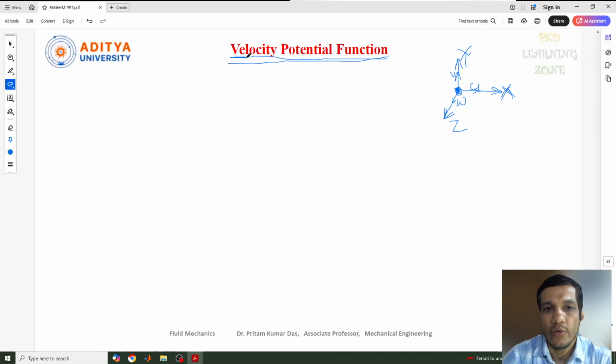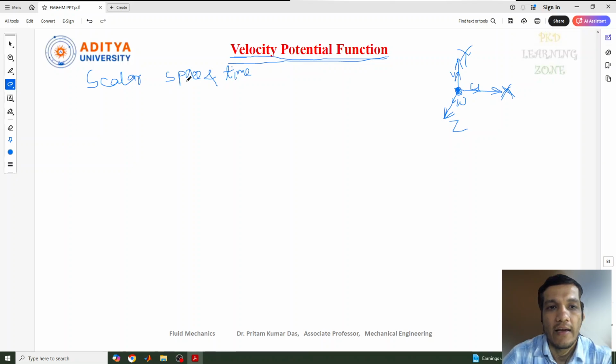We know what the term velocity means: the fluid traveling in space with respect to time. That means the distance traveled by the fluid with respect to time. So this is the velocity definition. But what about the velocity potential function? The velocity potential function is, first, a scalar function. It is a function of space and time.